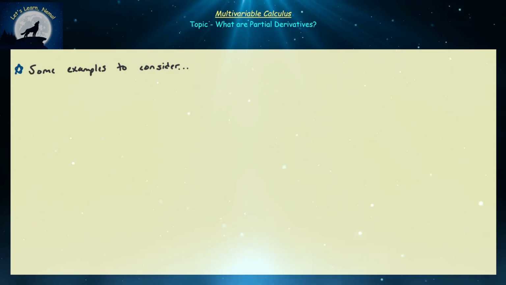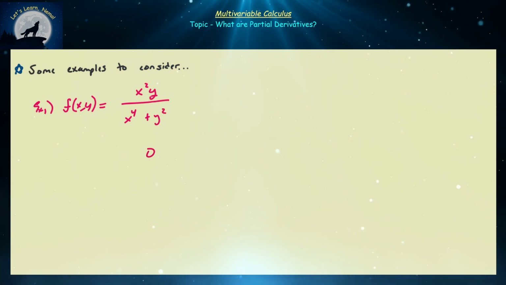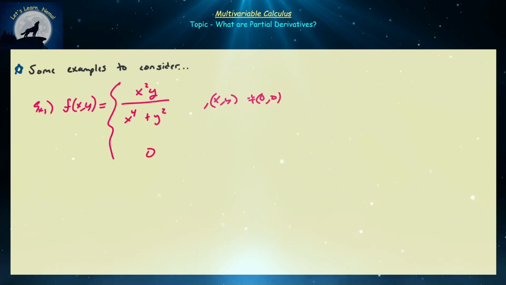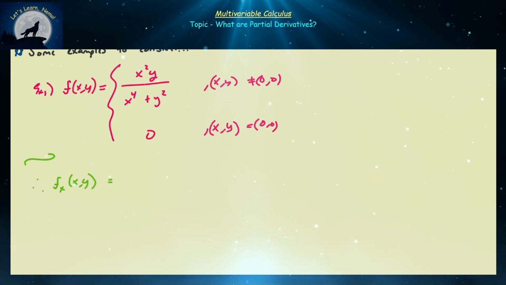Let's consider a couple examples that I actually think are quite interesting. The first example that I want to look at is fxy is equal to x squared y divided by x to the power of 4 plus y to the power of 2, and 0, provided that xy is not equal to 0, 0 for the first, and xy allowed to be 0, 0 for the second. So what I want to do actually is look at this particular function from the x and y directions and analyze. So if I take the partial derivative with respect to x of this function, what am I going to get?